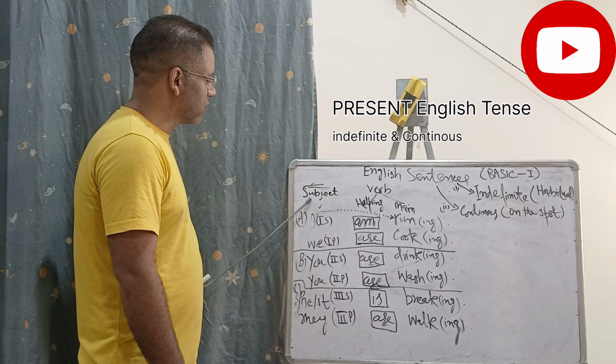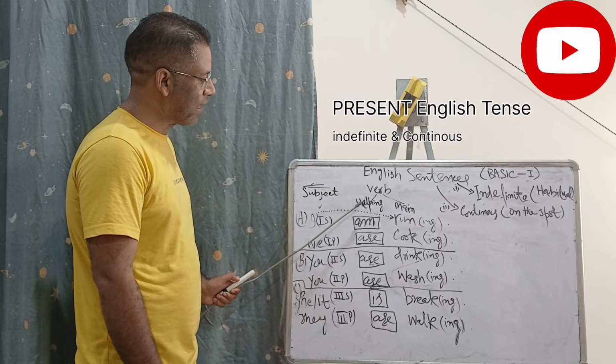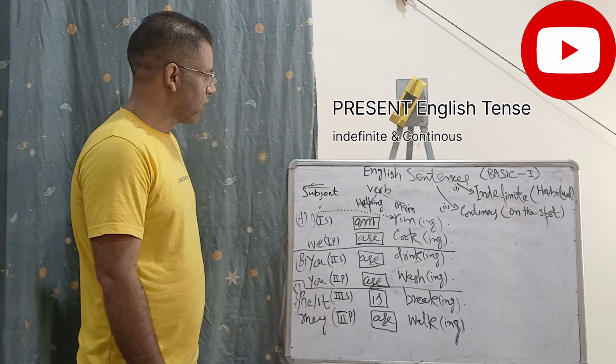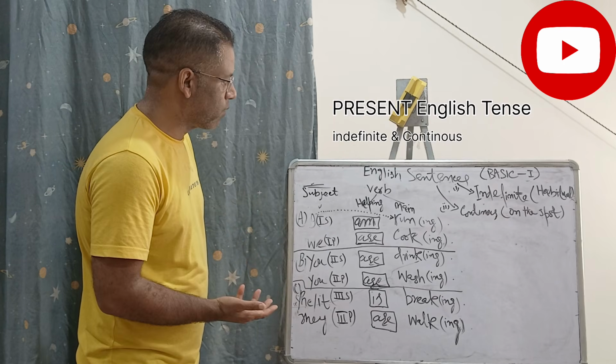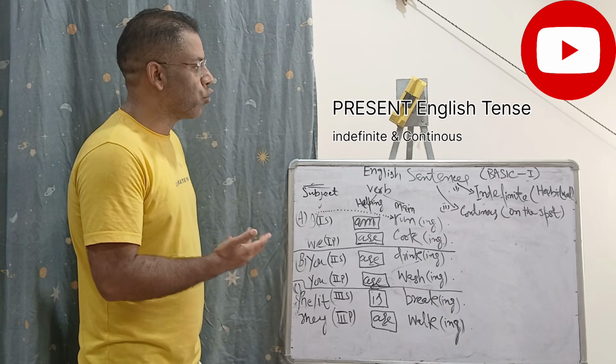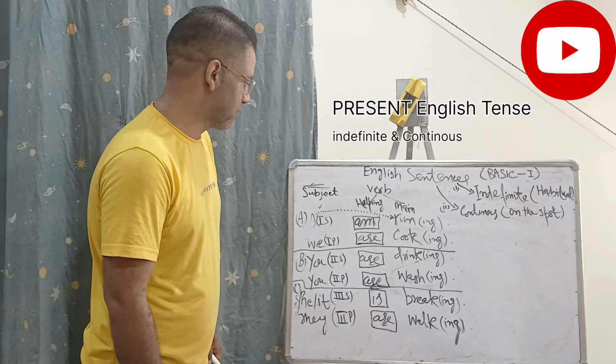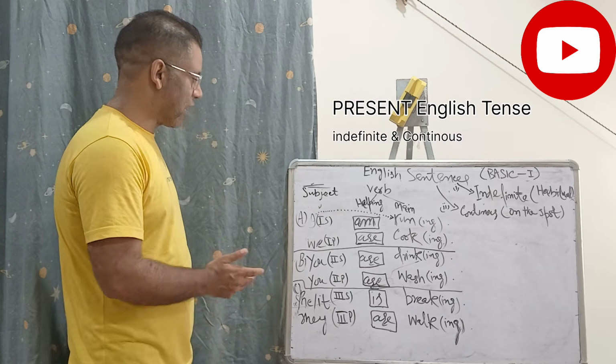That is the subject, verb, helping verb and main verb. And then I'll be talking about the indefinite aspect of English tenses and the continuous and progressive part of the English tenses. First of all, let us start.